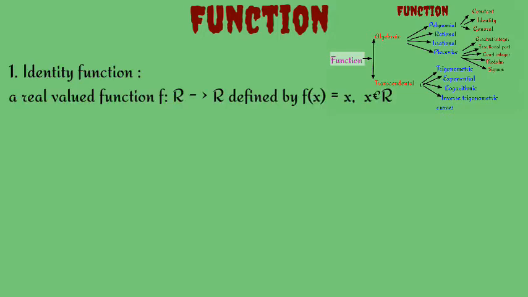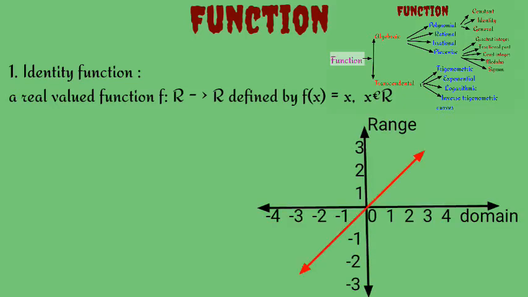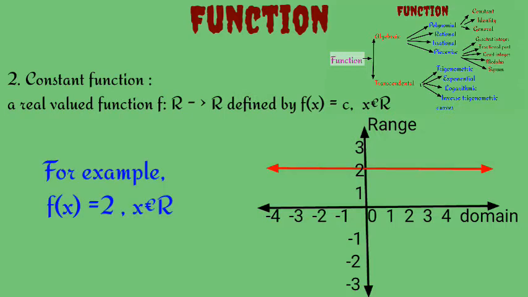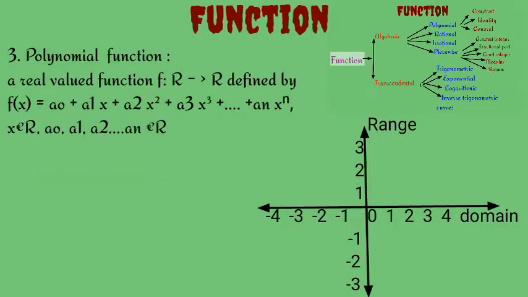First of all, identity function is a real valued function whose definition is f such that R to R, where f of x is equal to x. That means whatever element I take in the domain, the image will also be the same element. That is, 1 will map to 1, 2 will map to 2, minus 2 will map to minus 2, even 0 will map to 0. Constant function is a real valued function where whatever element you choose from the domain, it will map to a single constant number in the codomain.